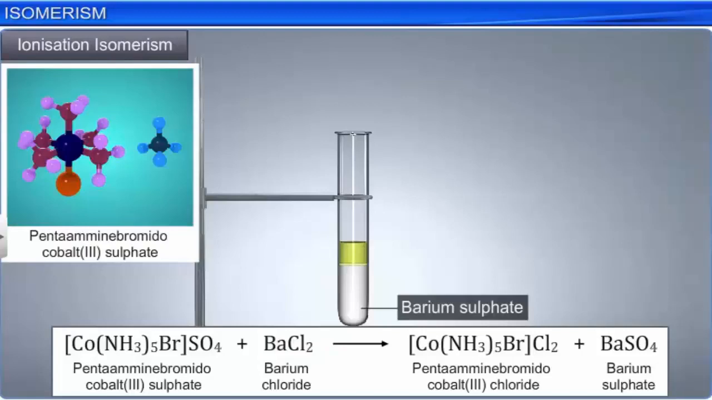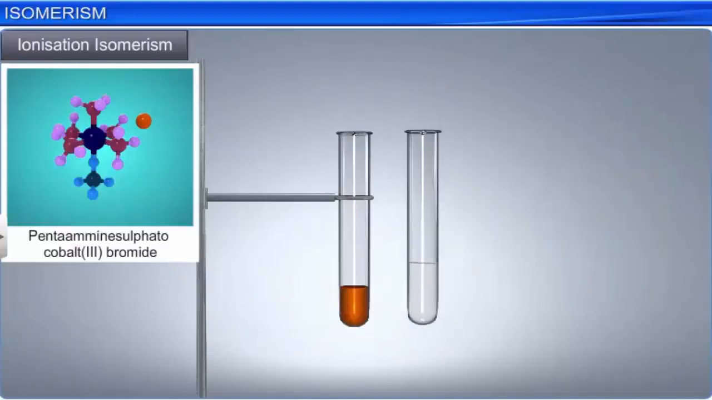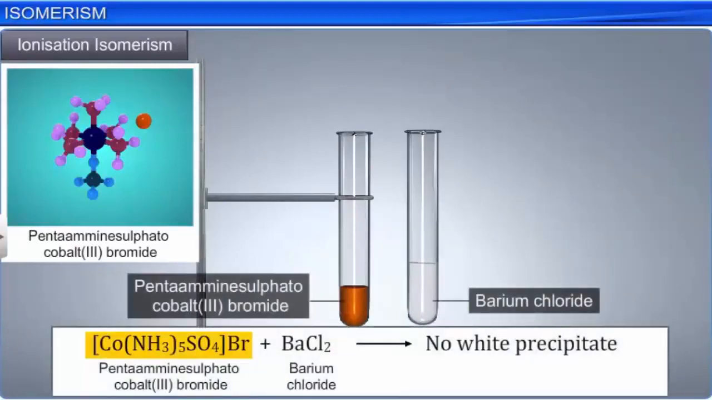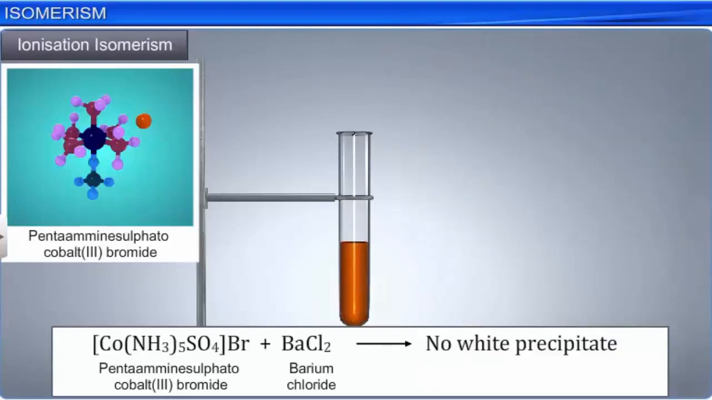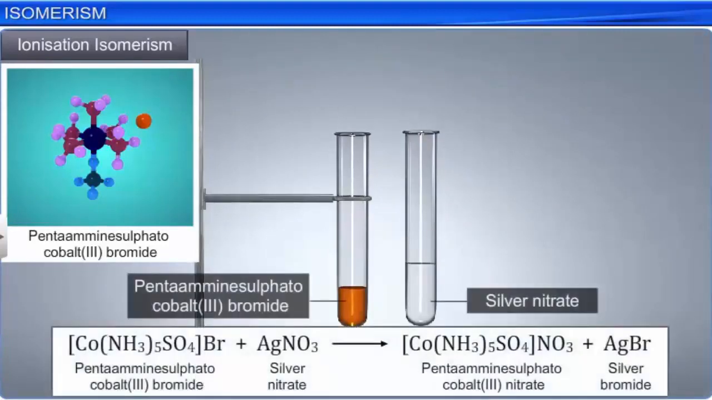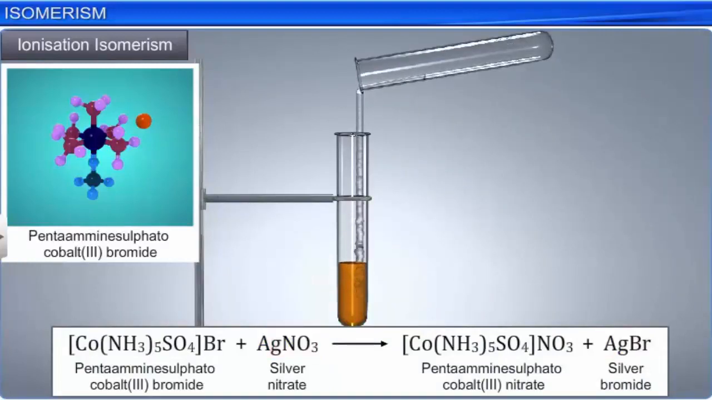It does give a pale yellow precipitate of silver bromide with silver nitrate, confirming the presence of free bromide ions. Other examples of ionization isomers are tetraamminedichloridoplatinum(IV) bromide and tetraamminedibromidoplatinum(IV) chloride.